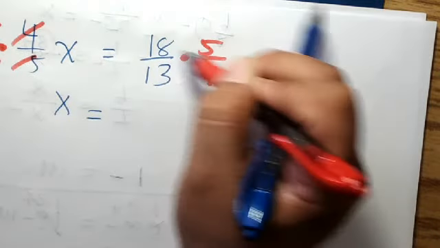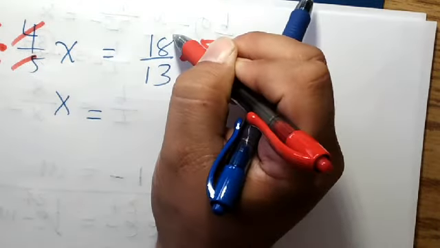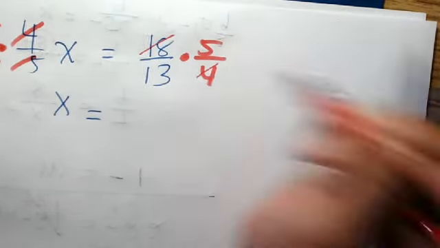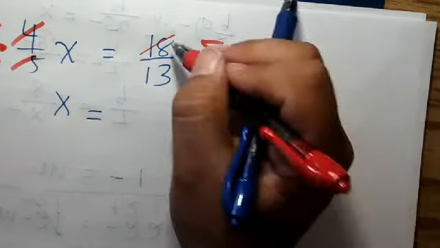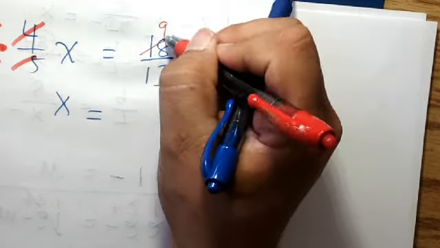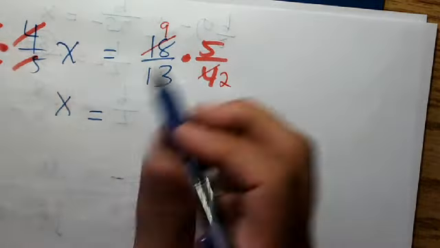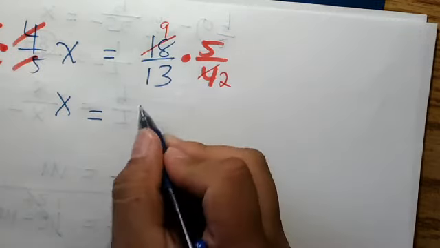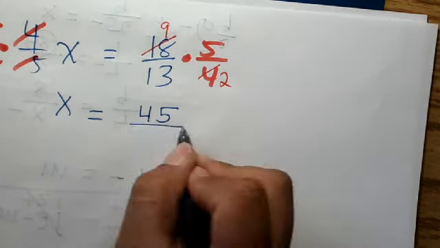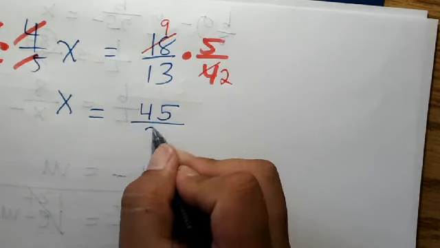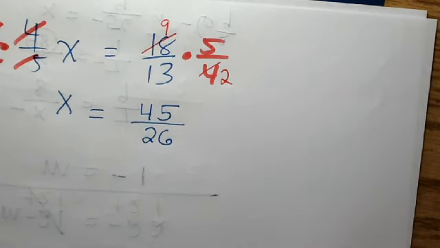I see the 18 and the 4. I could cross reduce these by what? 2, right? 18 divided by 2 is 9, and 4 divided by 2 is 2. 9 times 5 is 45, and 13 times 2 is 26.